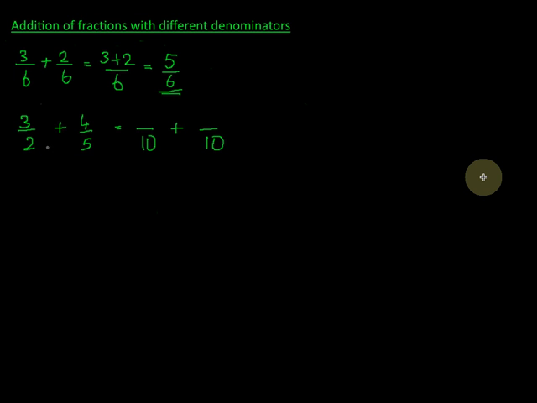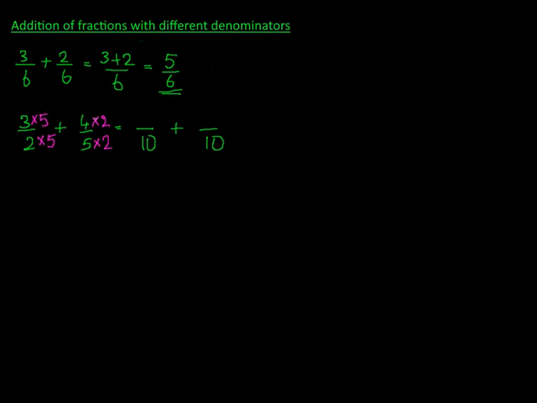Now let's check how much we have to multiply with this 2 to make it 10. That is 2 times 5 is 10. So I have to multiply the numerator 3 by 5, that is 3 times 5. Now let's check how much I have to multiply with this 5 to make it 10. That is 2. So I have to multiply the numerator 4 by 2.